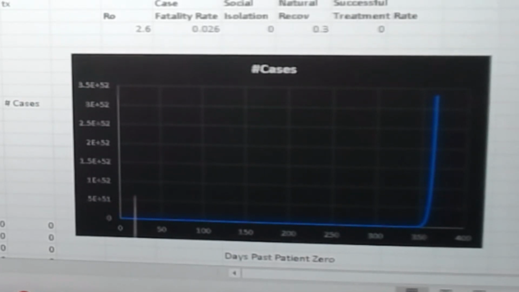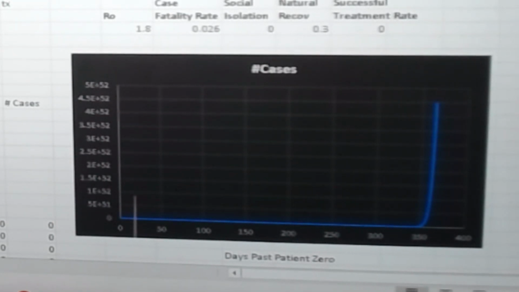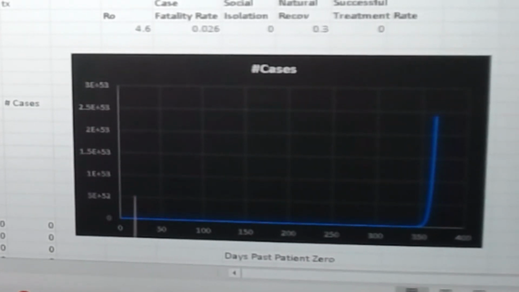But what I want to do is toggle some of these values, of the basic reproduction rate, to show you what happens. So if we go to, say, 1.8, it doesn't change the overall shape, right? And if we go to something higher, like 4.6, you can see that the overall shape doesn't change. What's happening is that the magnitude of the eventual burst, when it really gets underway, is what seems to be changing here.